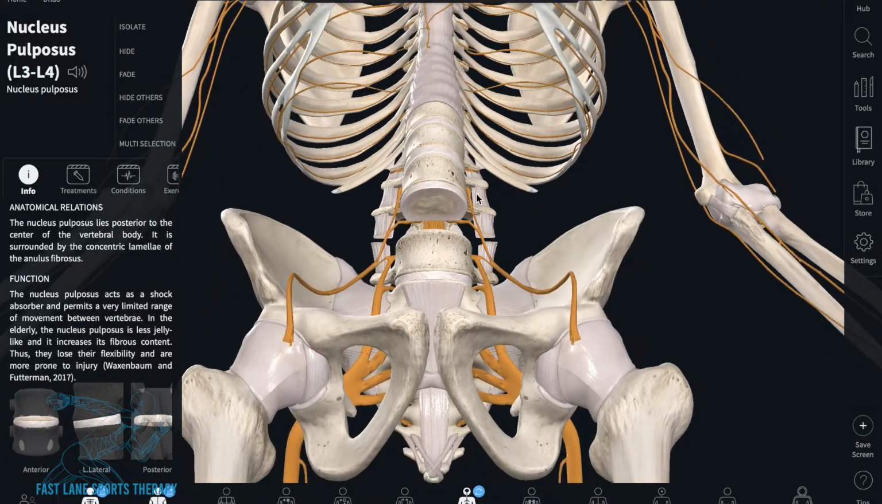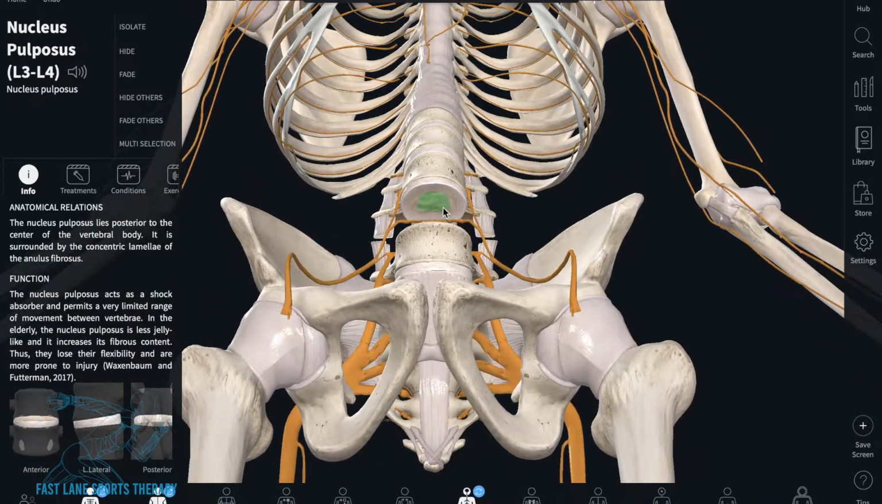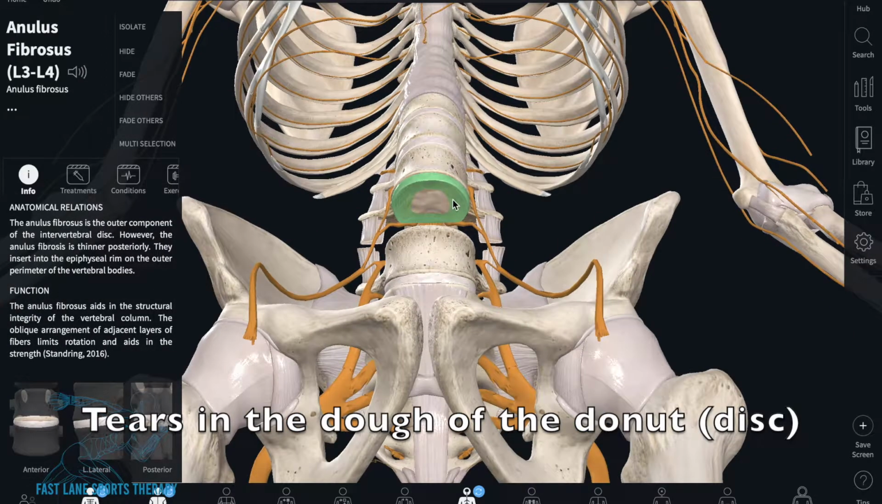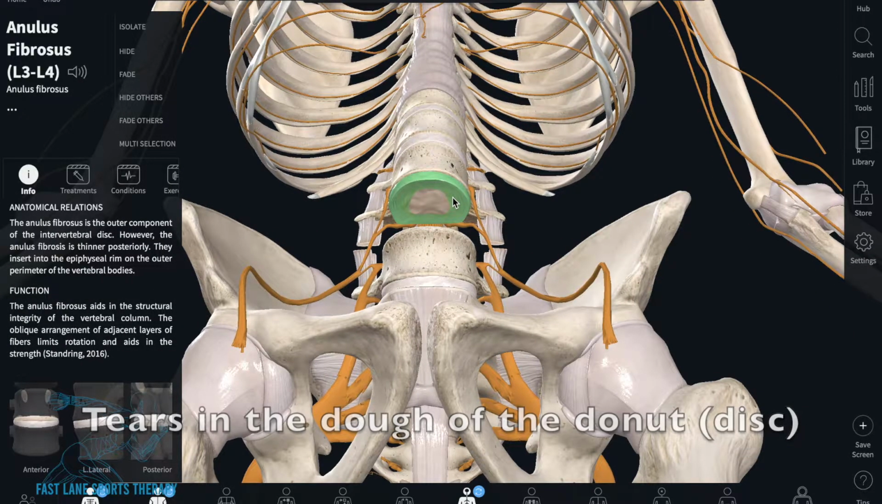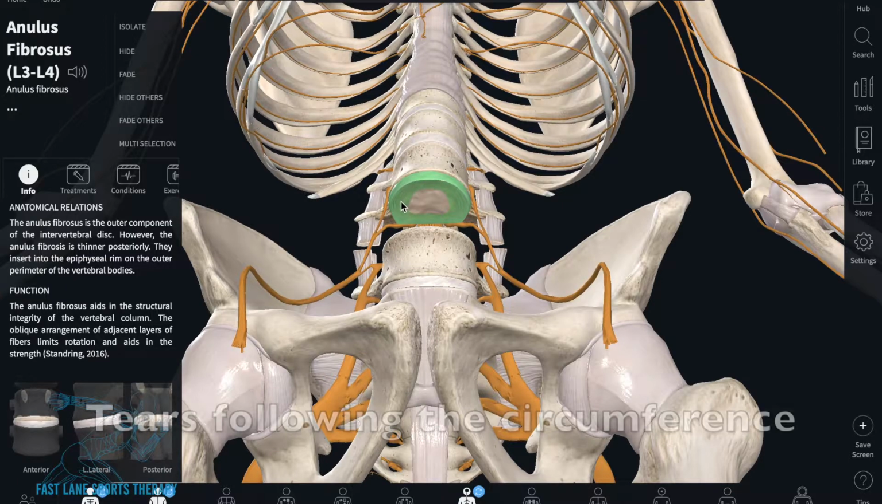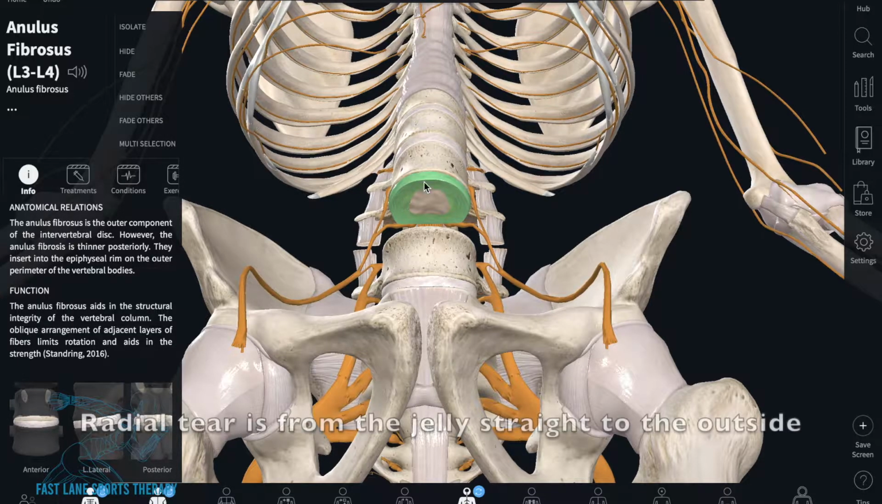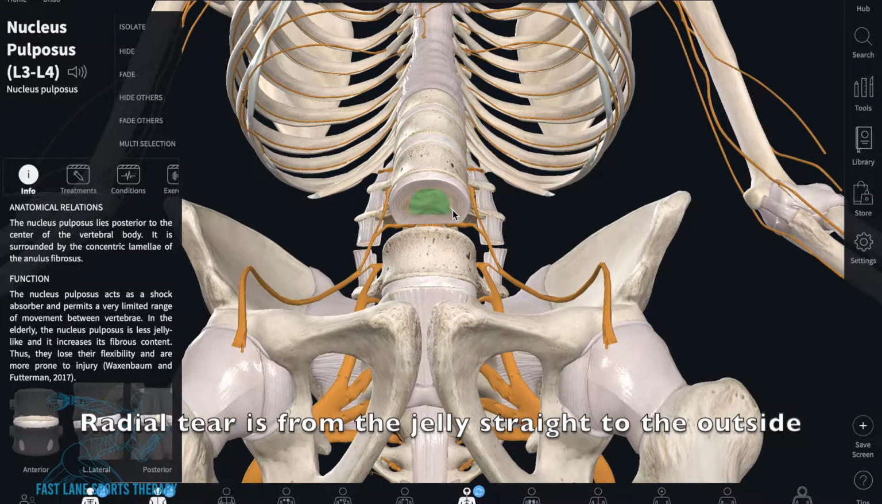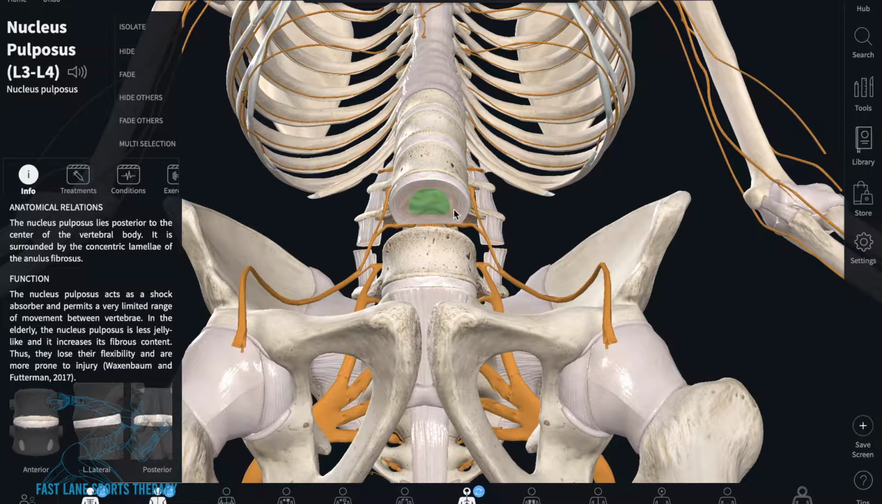But today we're talking about just discogenic pain. So what is discogenic pain? Discogenic pain is when you have tears in the dough portion of the donut. Oftentimes it starts as circumferential tears, meaning tears that go along the circumference of this disc. And once you get multiple circumferential tears, it leads to a radial tear. Now a radial tear leads this nucleus pulposus away from the center of the disc.